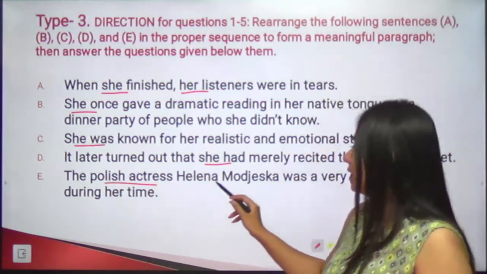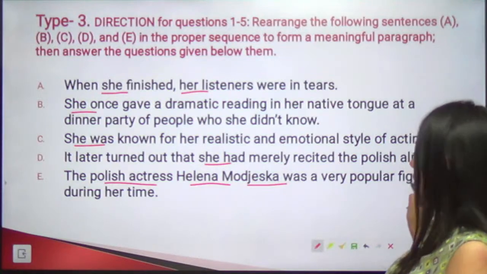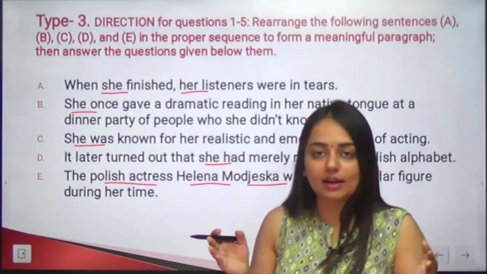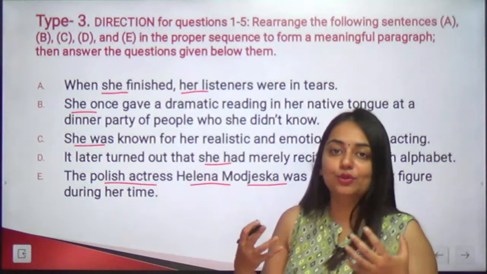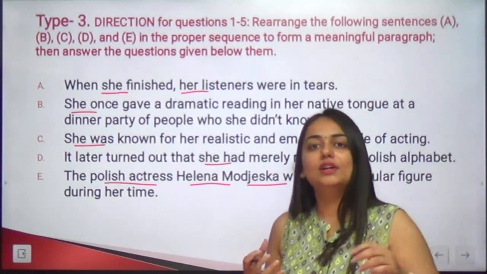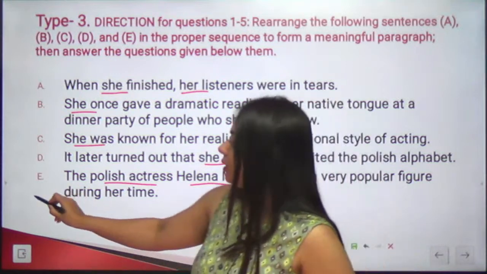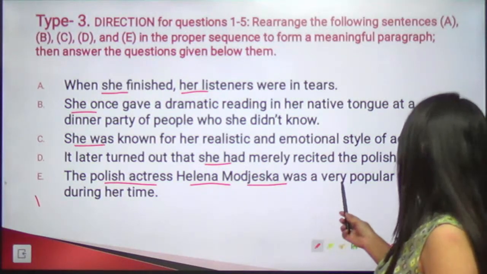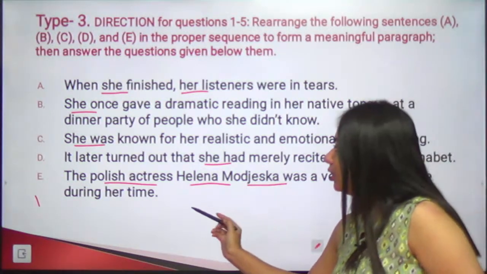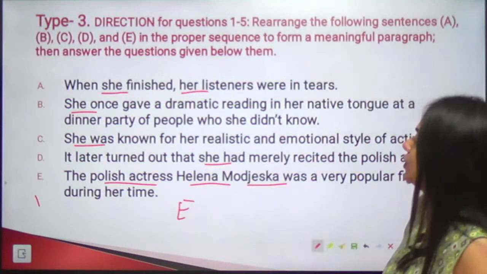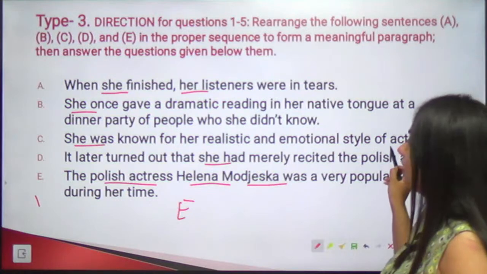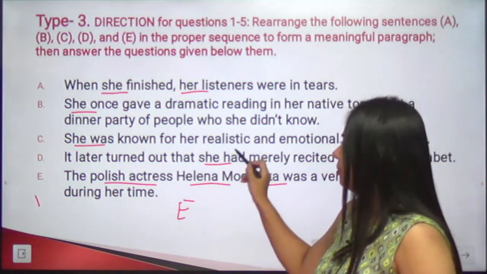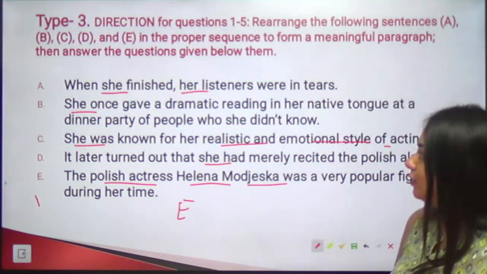The Polish actress Halina Modjeska was a very popular figure during her time. Isn't it a general kind of sentence giving us the name of the main character as if it is the starting of the passage? Whenever someone goes on to write something, they will give you a general introduction first. This becomes our opening sentence. Now, what should come after this? She was known for her realistic and emotional style of acting. A further extension of the same thing, a general kind of sentence this also is. Why was she famous? Because she was known for her realistic and emotional style of acting.